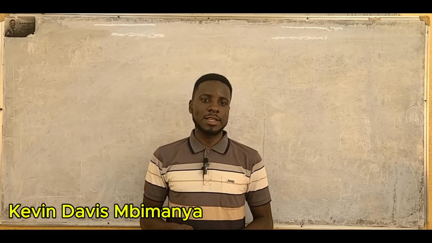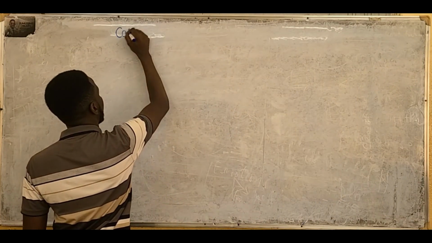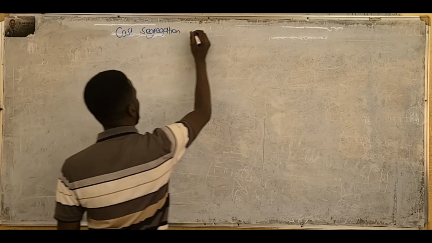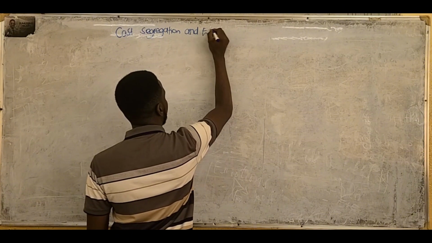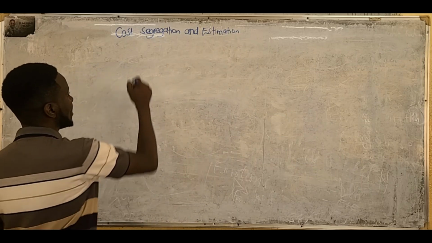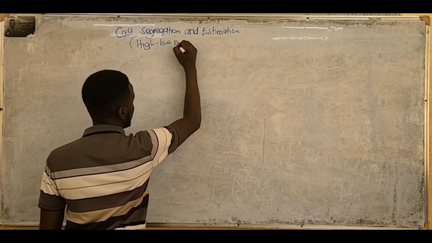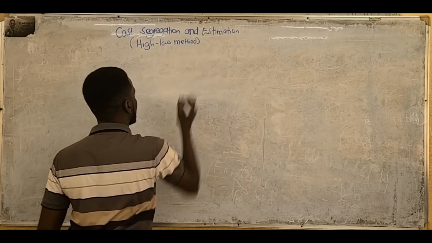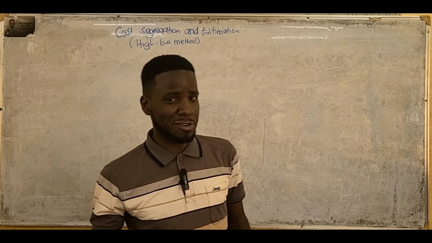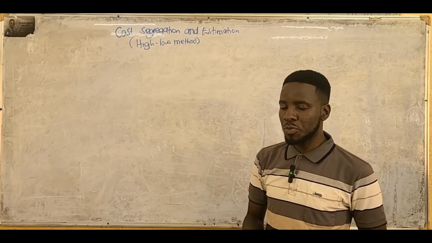Today I'd like us to look at cost segregation and estimation. Majorly we are going to put our emphasis on the high-low method. We can use quite so many methods to segregate costs. We can use the regression method, but today I would like us to go by the high-low method.